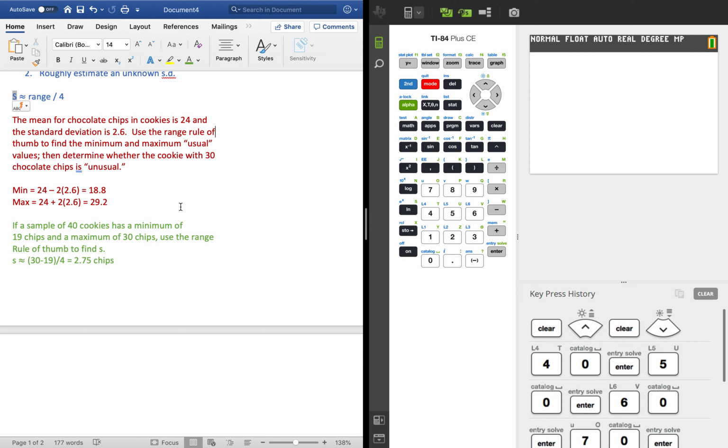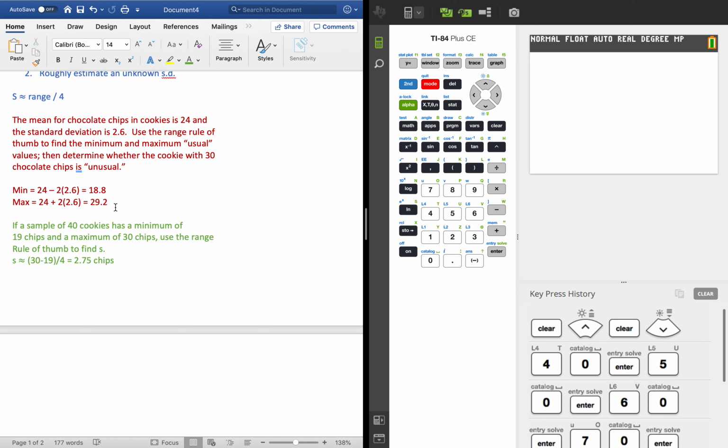First of all, look at the red one. The mean for chocolate chips in cookies is 24. That's the number of chips. And the standard deviation is about 2.6. Use the range rule of thumb to find the minimum and maximum usual values to determine whether the cookie with 30 chips is unusual. So what I did first is I found the minimum. I did the mean minus 2 times the standard deviation. I got 18.8. So that's the usual minimum. The usual maximum, I did the mean plus 2 times the standard deviation. It gave me 29.2. So 95% of all cookies are going to fall between 18.8 and 29.2.